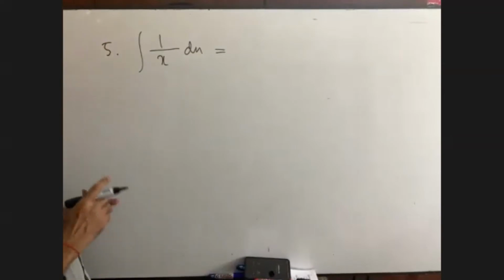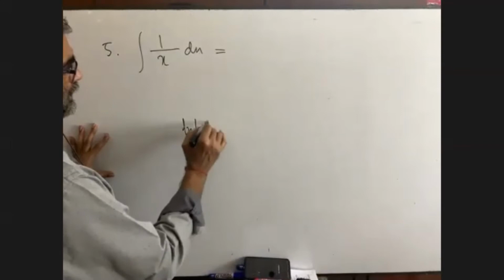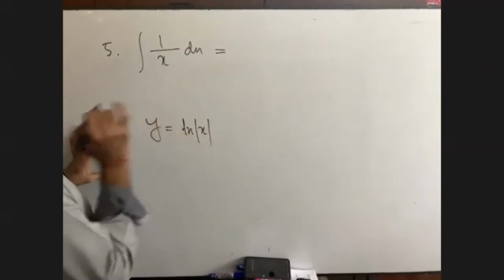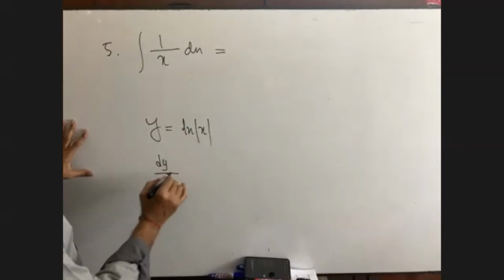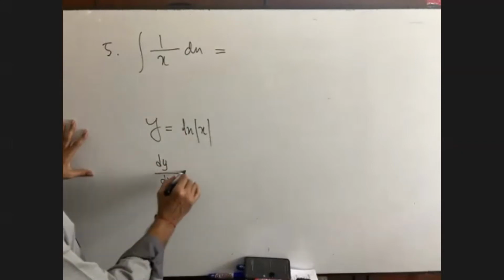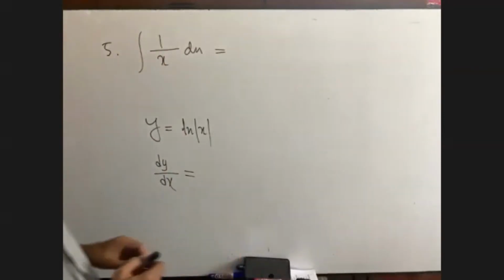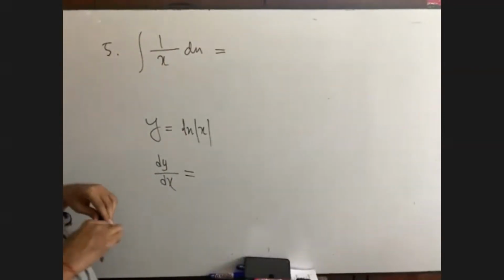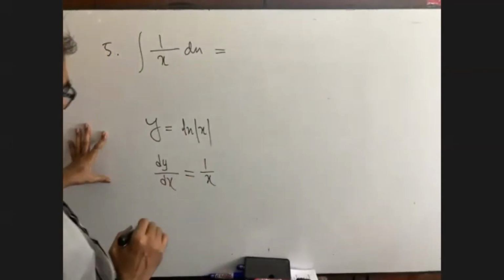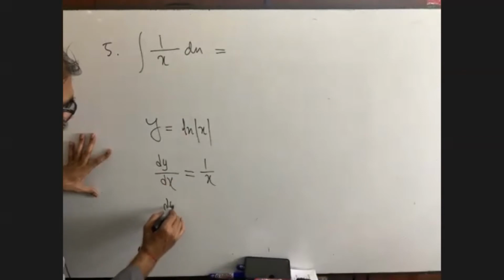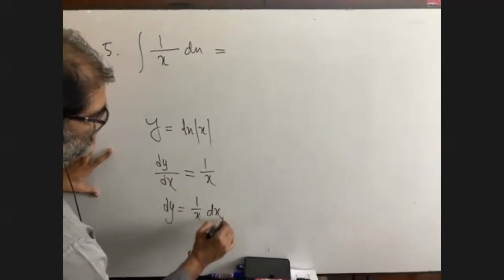You see, just listen to me. Suppose ln x. We are going to this. So dy by dx equals what? Let me know. 1 by x? Yes. Very good. So from here we get dy equals 1 by x dx, right?